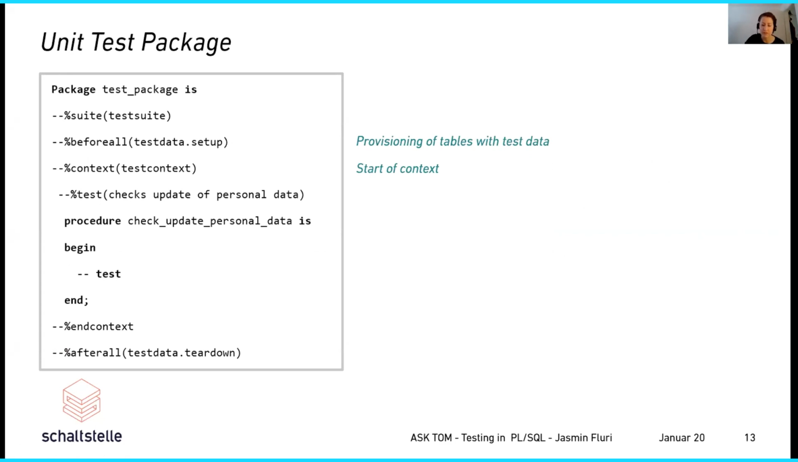Now begin all the tests for a certain functionality. I have a first test, the end of the context, and the teardown happens after all the tests are executed. So the tables are truncated again.